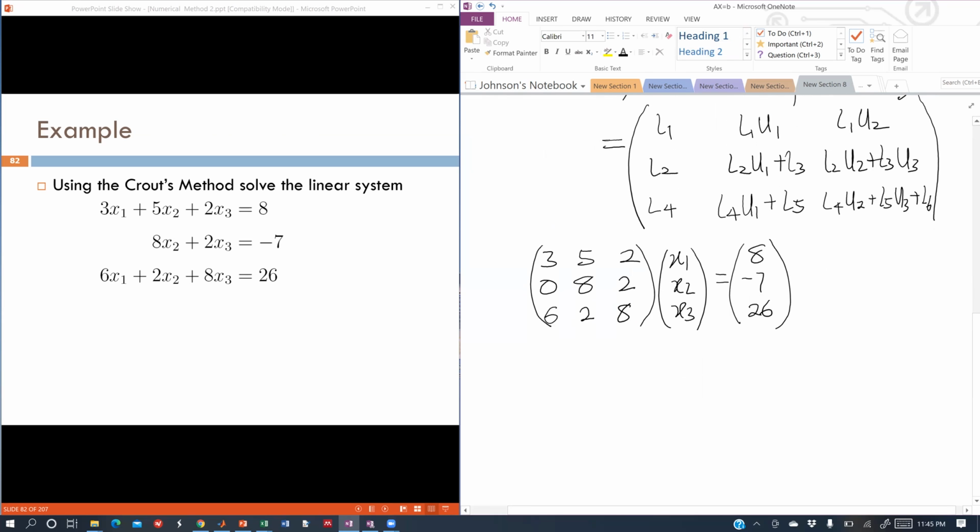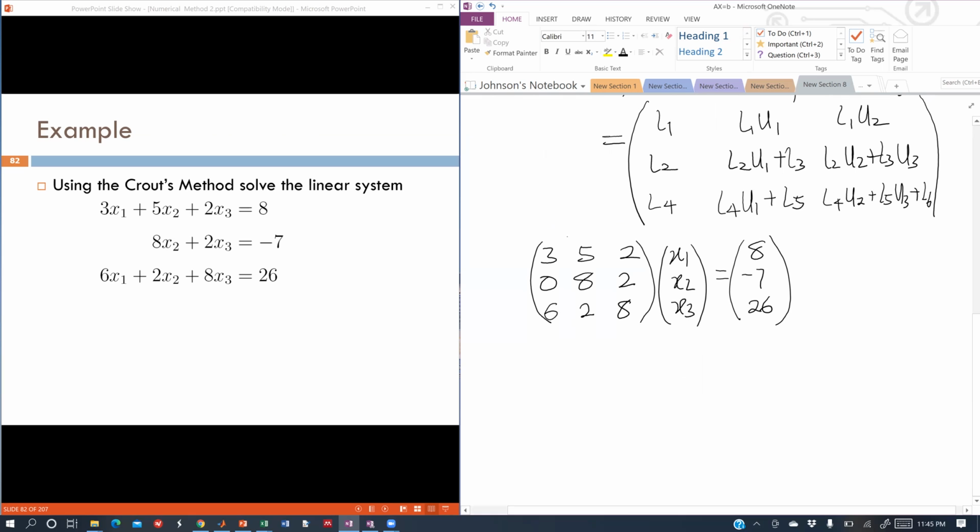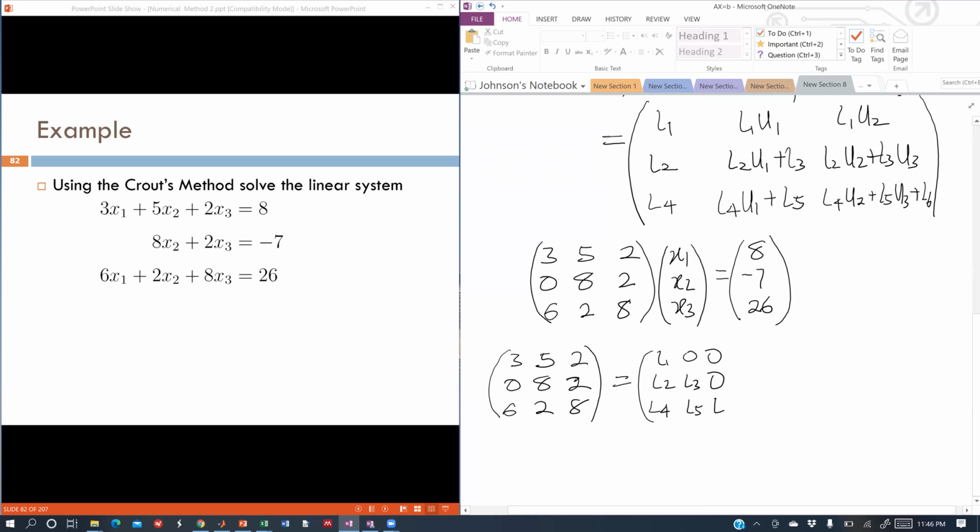So we are going to take out the matrix A, which is this one, the whole of the matrix A, and decompose it into the lower triangular times an upper triangular. So in this case, I'm going to have my A matrix come out as 3, 5, 2, 0, 8, 2, then 6, 2, 8. This is equal to L1, 0, 0, L2, L3, 0, L4, L5, L6 times 1, U1, U2, 0, 1, U3, 0, 0, 1, like this.